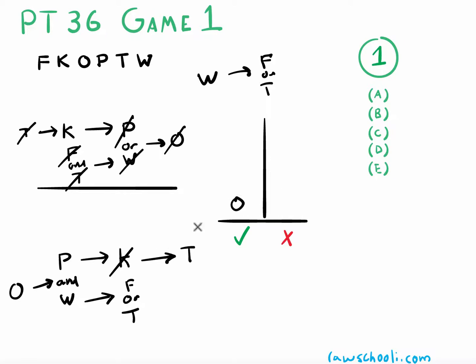What if O's in? Then I know P and W are in as well. P and W, right here, right here. I know that we need F or T or both. I know that K's out and T is in. So T is definitely in. F might be in. But look at all that information that I got, and look at how quickly and easy it was to get.